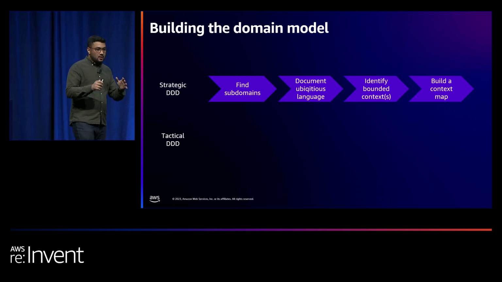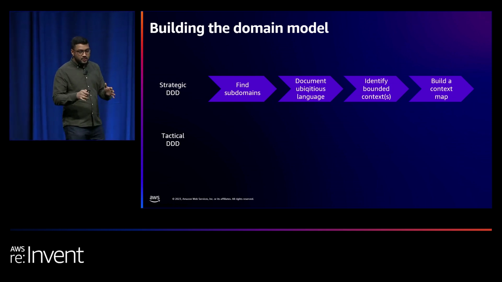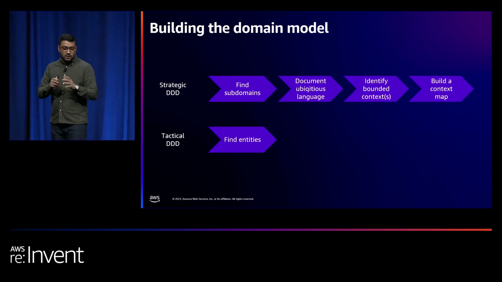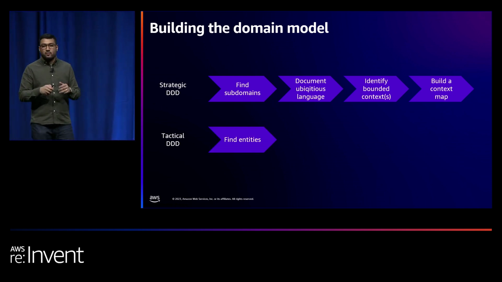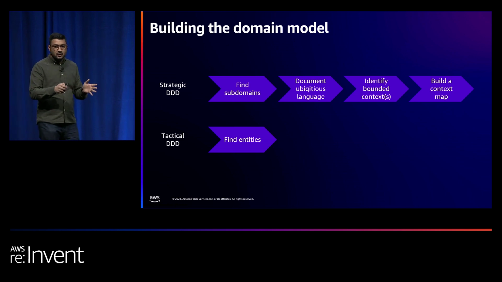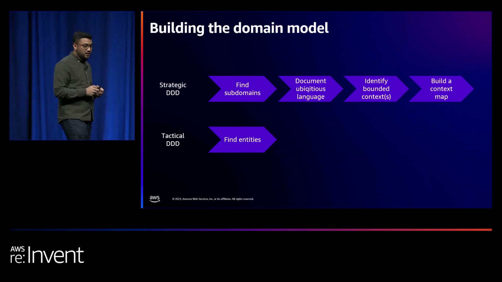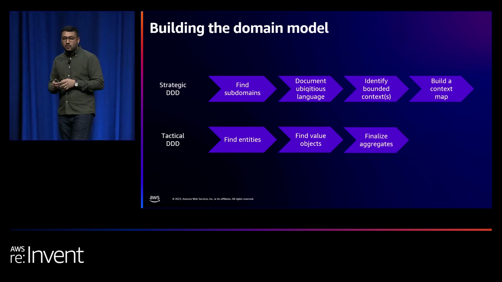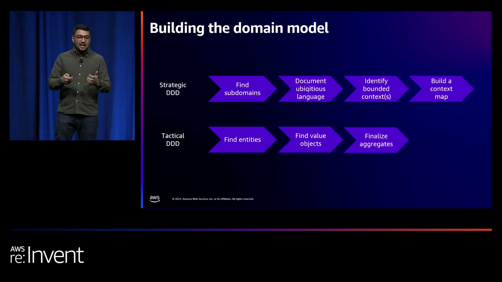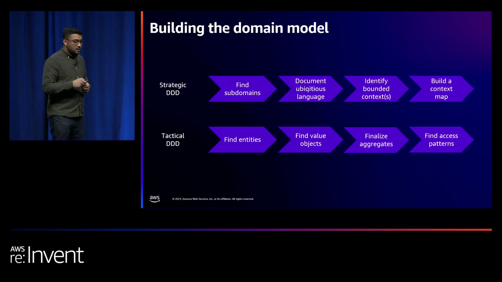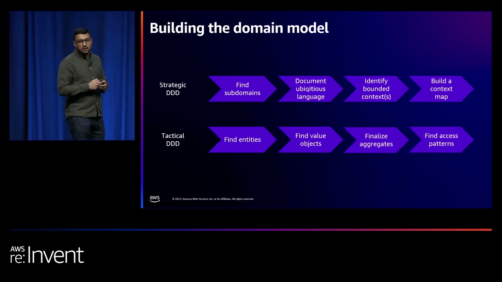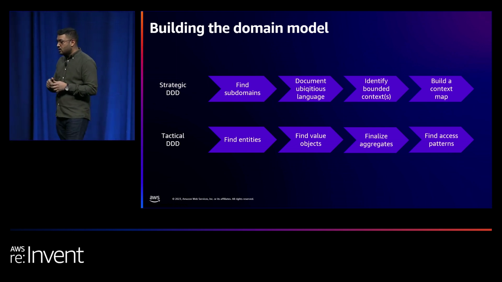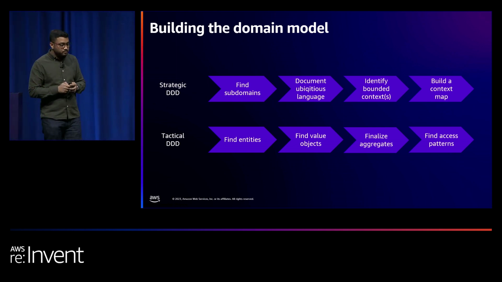And in this, this is not the full representation. I've limited this for the database areas. So what we are going to do is take the context map and try to find the entities that are involved in these areas. Entities, I'm going to define later. We will find what we call value objects. And using those, we are going to finalize aggregates. And these aggregates are going to give us the input on helping us find the access patterns that we can use for domain-driven design, for DynamoDB single table design.